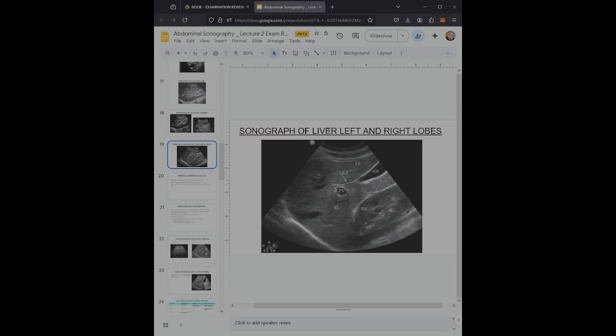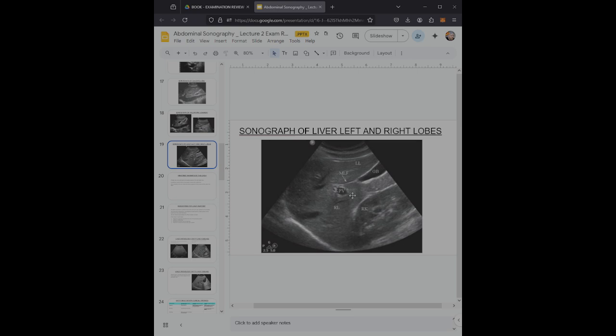So this is a sonogram of the left and right liver lobes, and this is a sagittal oblique image of the liver demonstrating our right lobe and our left lobe. Now the right kidney is shown here, and we can see the main lobar fissure. There it is. There's our main lobar fissure over there.